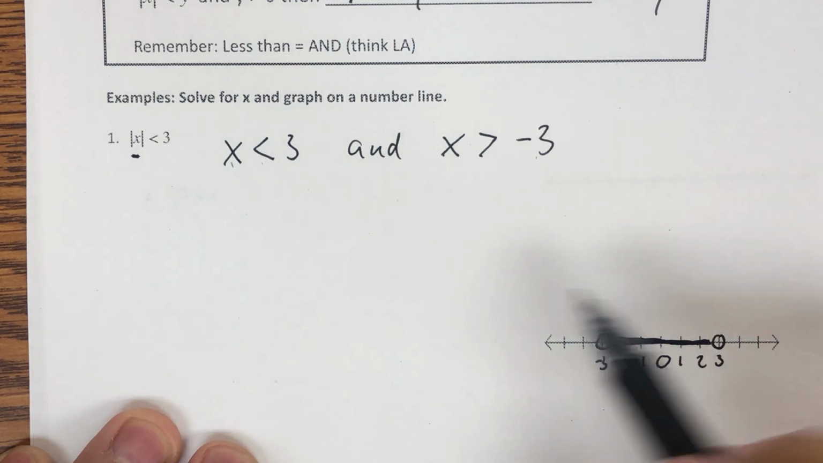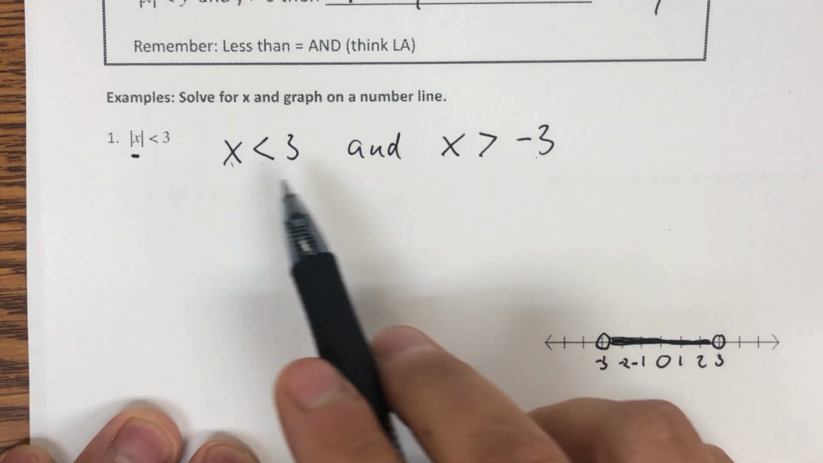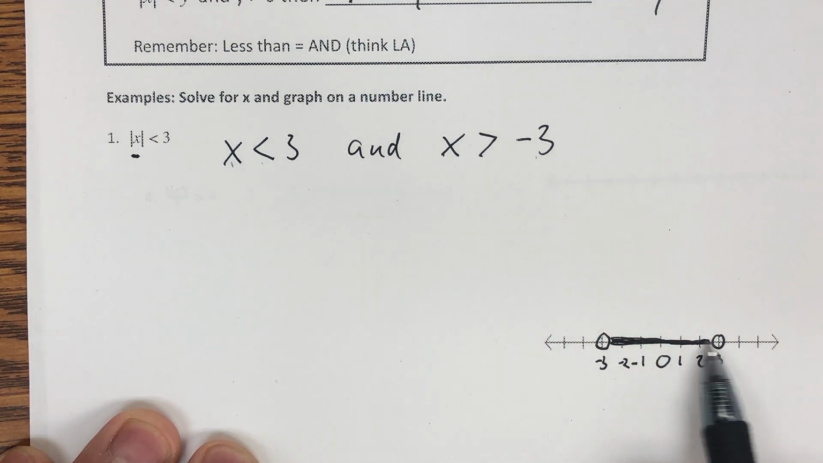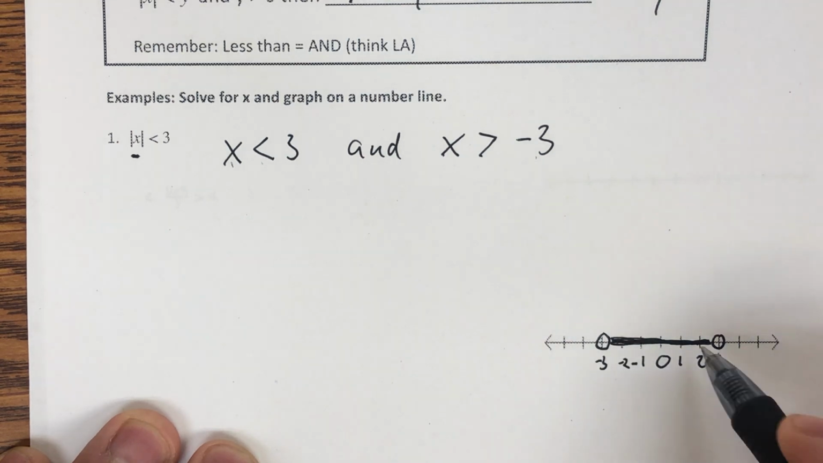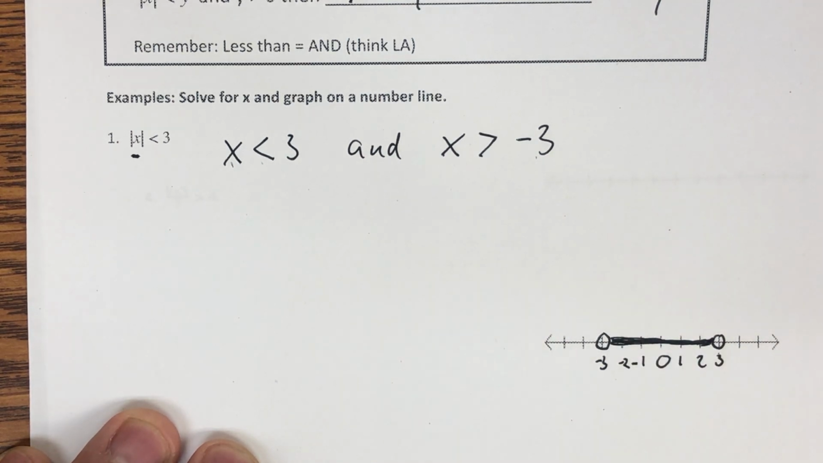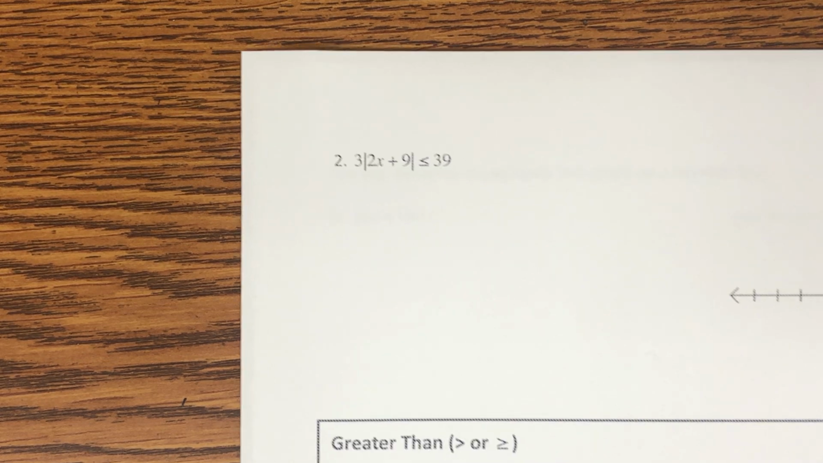That's my bad. I put up our -3 and 3 open circles, and x is less than 3, so less than to the left. X is greater than -3, greater than to the right. The ands we shade in between. Next example. This one's just a little bit trickier because the absolute value is not yet isolated.